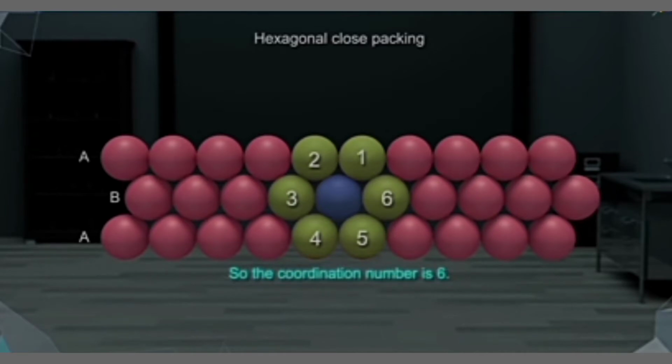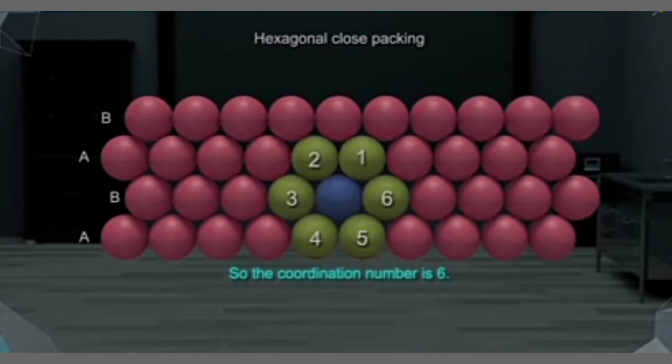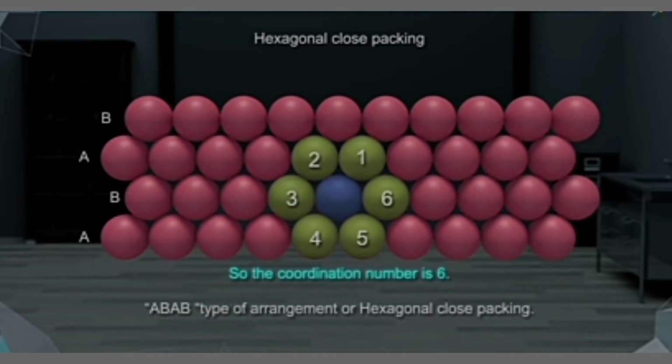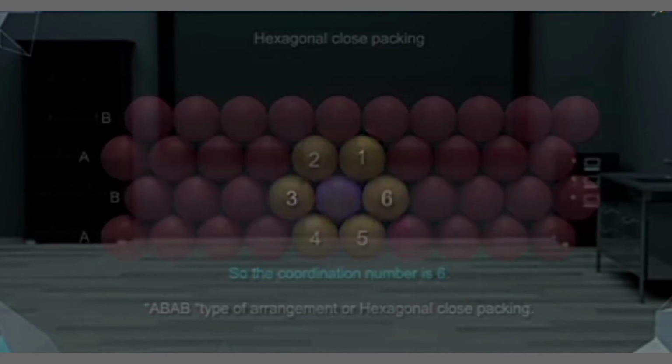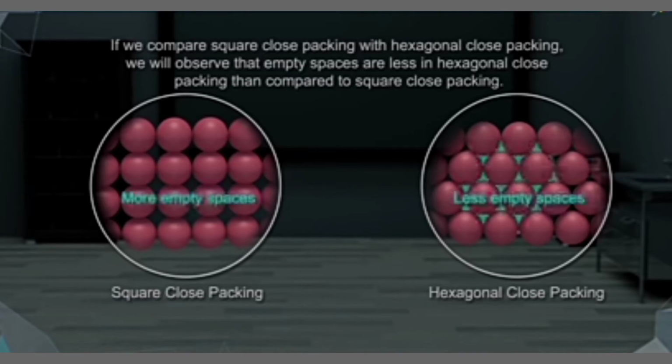Similarly, on placing the fourth layer, we will observe the fourth row of spheres is aligned with those of the second layer. Hence, this type of arrangement is known as ABAB type or hexagonal close packing. If we compare square close packing with hexagonal close packing, we will observe that empty spaces are less in hexagonal close packing than in square close packing.